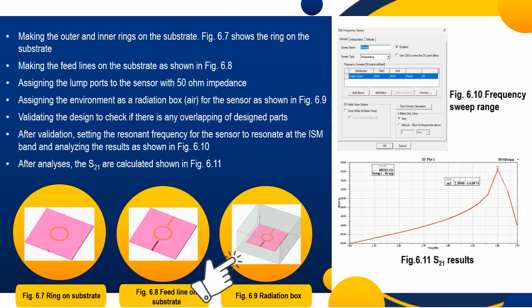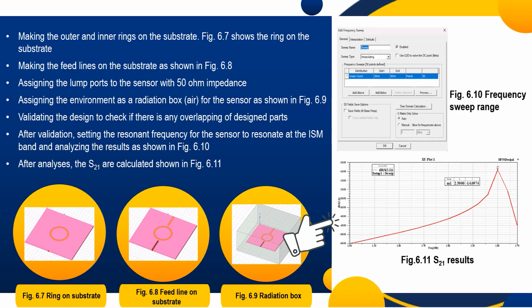Then assign the environment as a radiation box for the sensor, as shown in figure 6.9. So I have to fit the design into this particular zone. Then validate the design to check if there is any overlapping of design parts. After validation we go for setting the resonant frequency for the sensor in the ISM band. And then we get a signal like S21, shown over here.